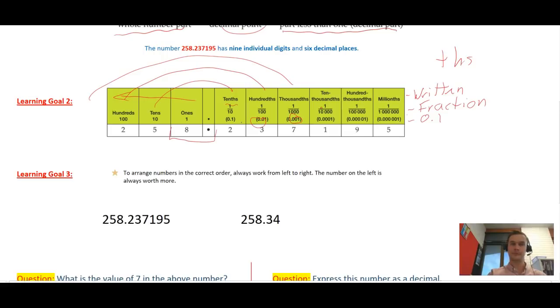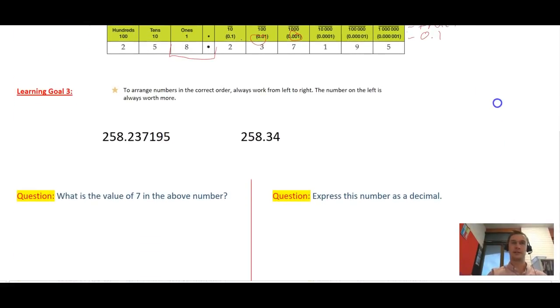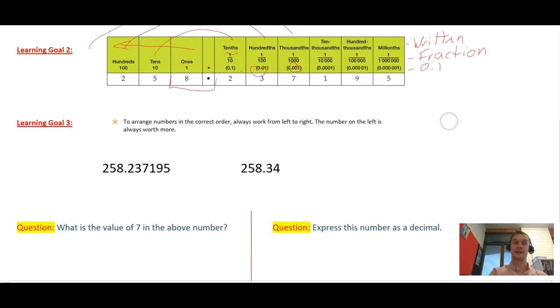Now, the third learning goal here is how do we arrange these numbers in order, also knowing the value of these, in ascending order, meaning smallest to largest. Now the trick here is that every number to the left, okay, so I'm going to highlight this and make sure you write this down. Every number to the left is higher than to the right.